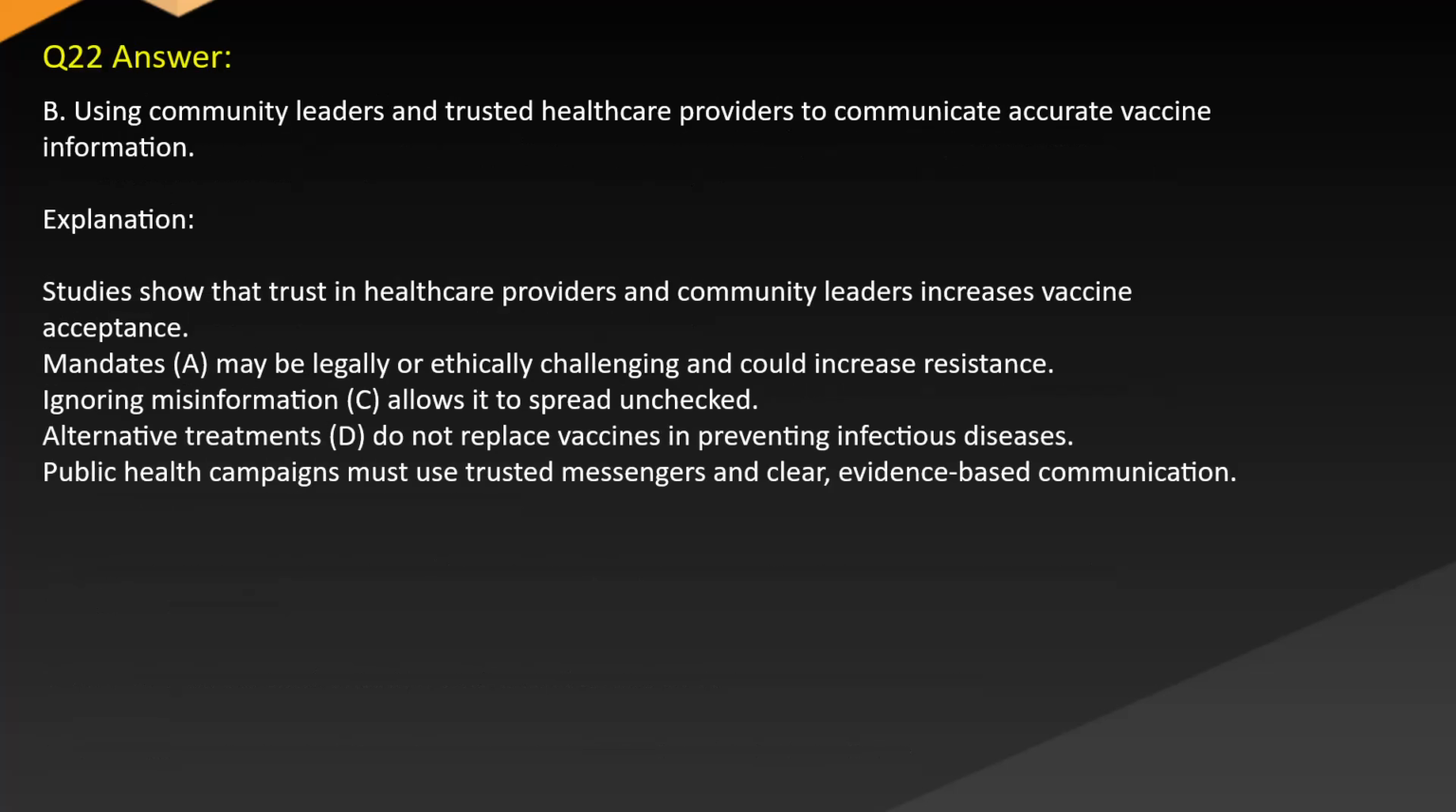Answer: B. Using community leaders and trusted healthcare providers to communicate accurate vaccine information. Explanation: Studies show that trust in healthcare providers and community leaders increases vaccine acceptance. Mandates may be legally or ethically challenging and could increase resistance. Ignoring misinformation, C, allows it to spread unchecked. Alternative treatments, D, do not replace vaccines in preventing infectious diseases. Health campaigns must use trusted messengers and clear, evidence-based communication.